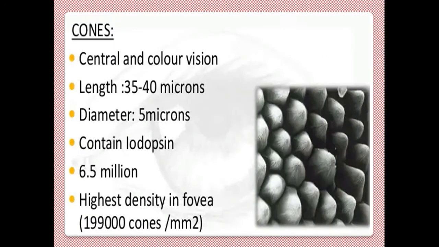Then cone cells. These are all the cone cells. They are located centrally, in between the rods. They are responsible for color vision. Their length is 35 to 40 microns only. Diameter is 5 microns. They contain a pigment called iodopsin. 6.5 million cone cells are there. When you compare with the rod cells, cone cells are fewer. Highest density is in the fovea. In the fovea region only, these cone cells are concentrated. In the fovea region, rod cells are absent.